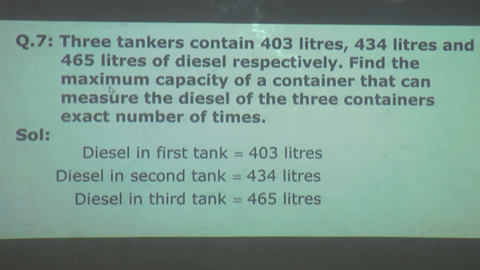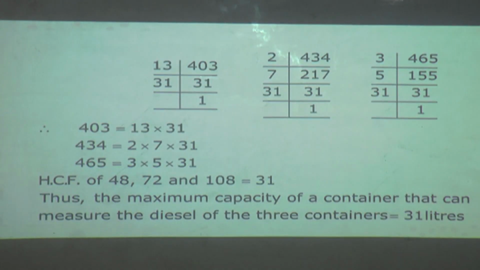Now we have to find the maximum capacity. It means we are going to find the HCF, highest common factor. So let us solve it. Diesel in the first tank is 403 liters, diesel in the second tank is 434 liters and diesel in the third tank is 465 liters. Now we have to find the prime factors by division method.